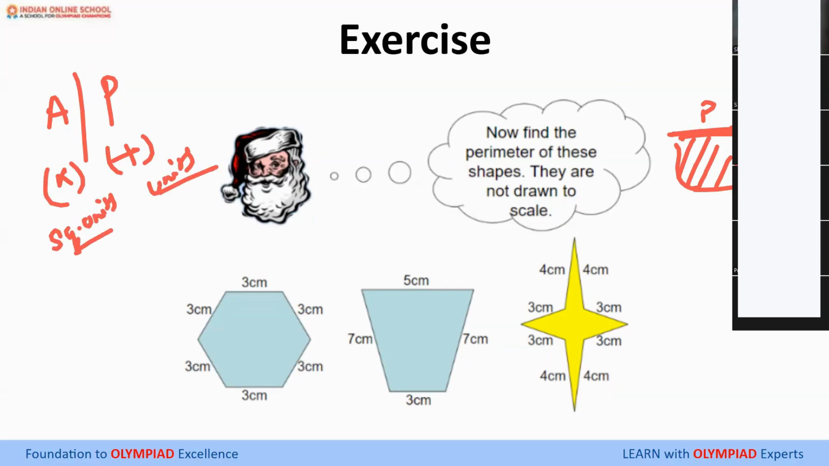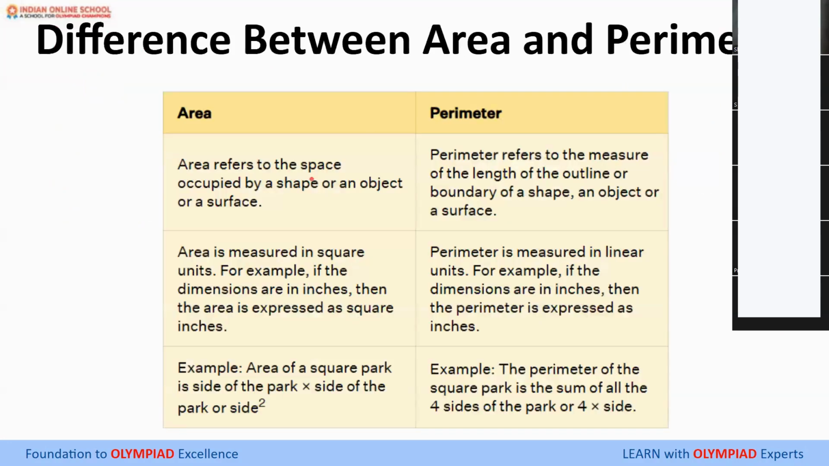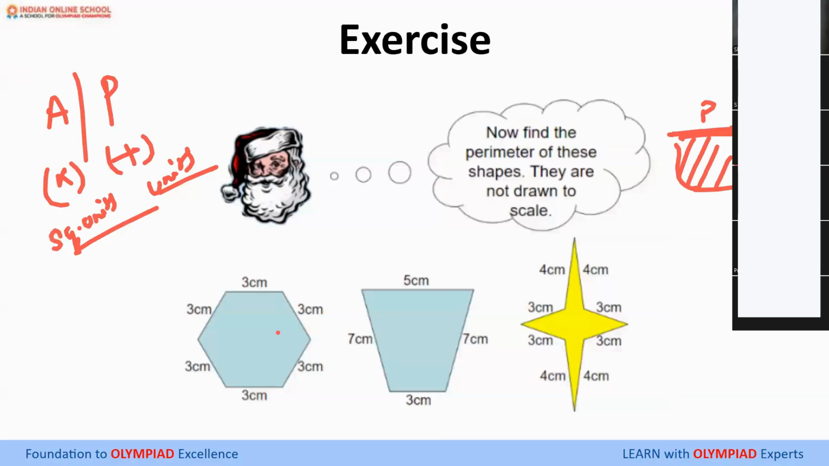Okay, everyone? We have a reference of the differences between area and perimeter in the next slide. Area refers to space occupied, so inside. Perimeter is outside, the total of the length, the outline. Area is in square units. Perimeter is in linear units, individual units. The word linear means individual. Got it? Hanisha, what's the perimeter to this?